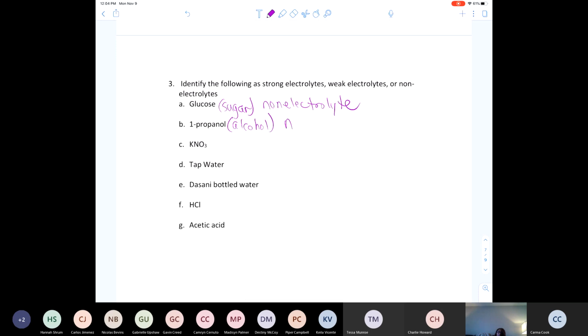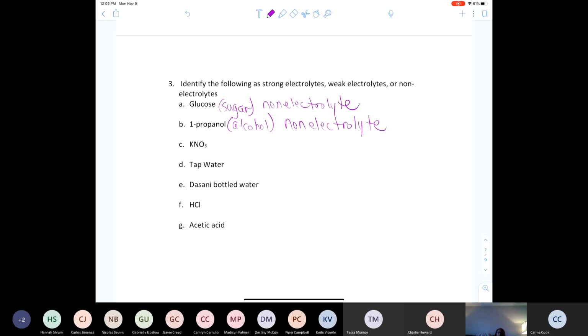Alcohols are also non-electrolytes. They dissolve in water. We proved that in one of our labs early in the semester when we said that ethanol and water are miscible in each other. But alcohols do not produce any ions in solution, so it cannot conduct an electrical current. So therefore, it is a non-electrolyte.